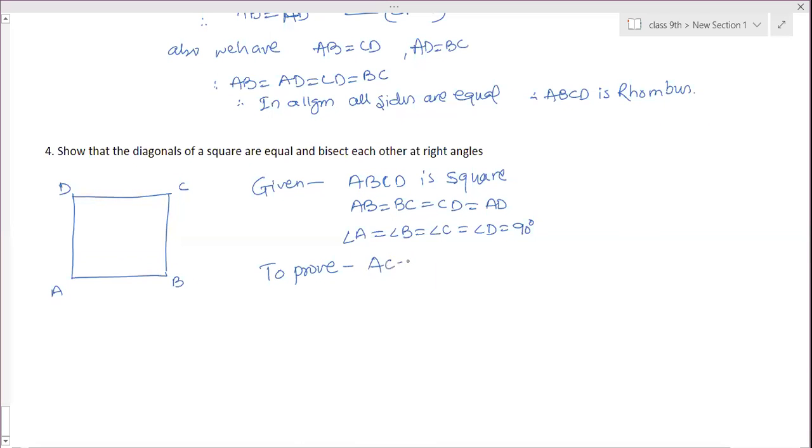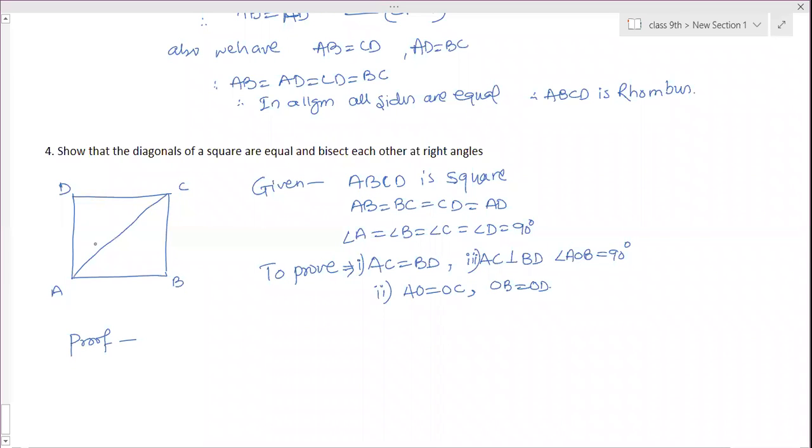Diagonals are equal. That means AC is equal to BD. And diagonals bisect each other at 90 degrees. That means AC is perpendicular to BD, that is angle AOB is equal to 90. This is the first part. Second, this is third part actually. Second is diagonals bisect each other. That means AO is equal to OC and OB is equal to OD. That we have to prove. How to prove it? Ma'am, by congruence only, with RHS.